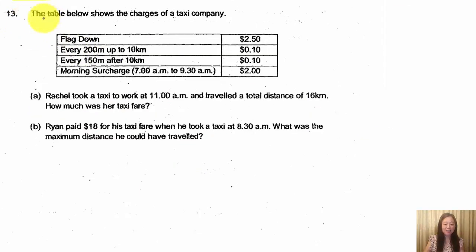Question 13. The table below shows the charges of a taxi company. Flag down rate is $2.50. Every 200 meters up to 10 kilometers is 10 cents. Every 150 meters after 10 kilometers is 10 cents. Morning surcharge from 7 a.m. to 9:30 a.m. is $2.